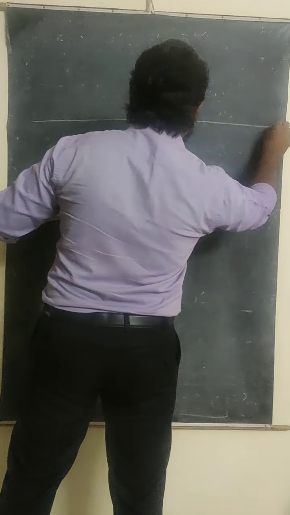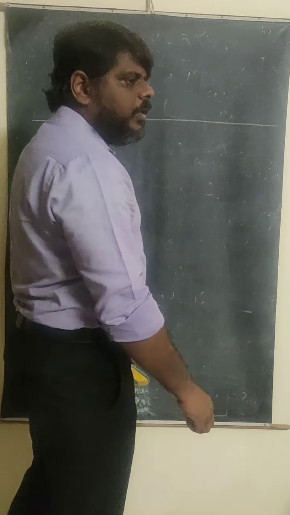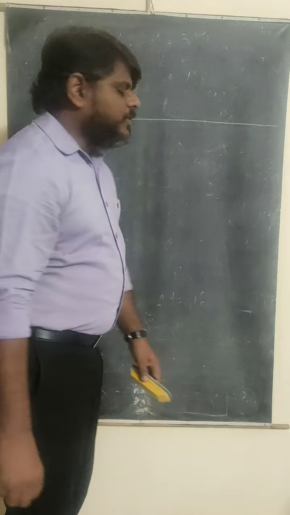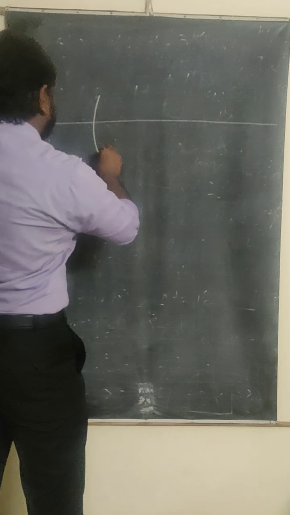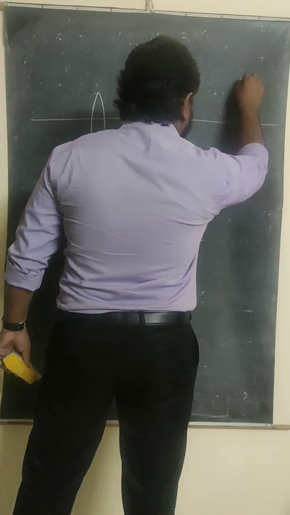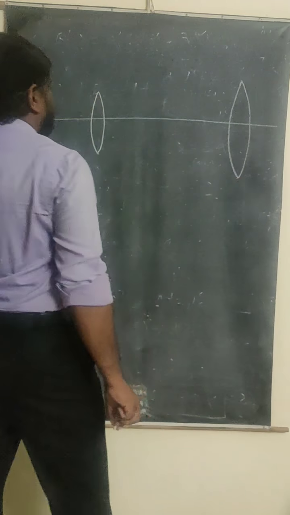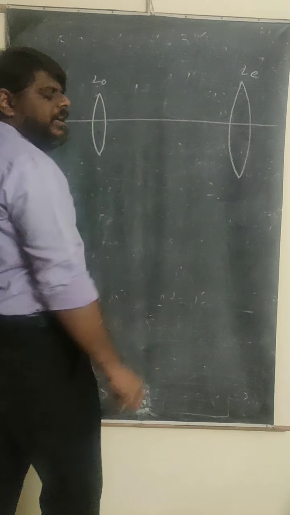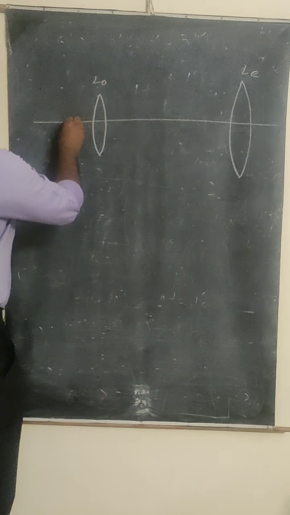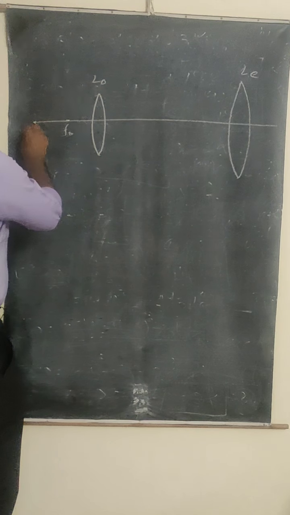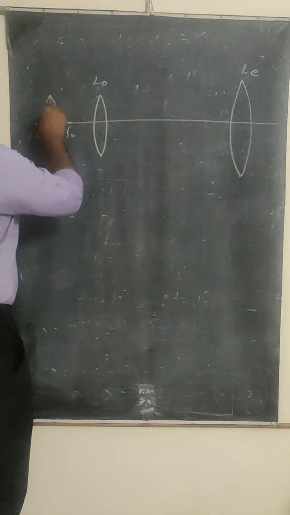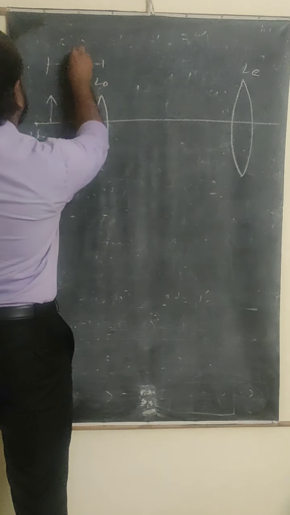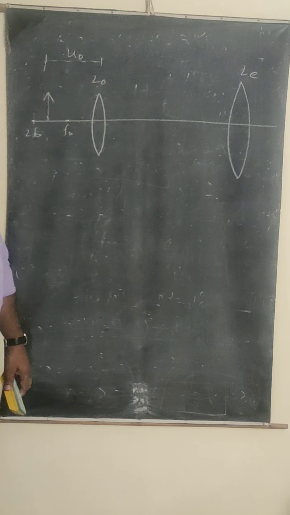Let us say that this is the principal axis you are taking. In the compound microscope, how will it be? The objective lens focal length is less and the eye lens focal length is more. So this is the objective lens and this is the eye lens. This is L0 and this is Le. Objective lens and eye lens you are taking here. And the object is going to be placed between F0 and 2F0. This distance is called U0.